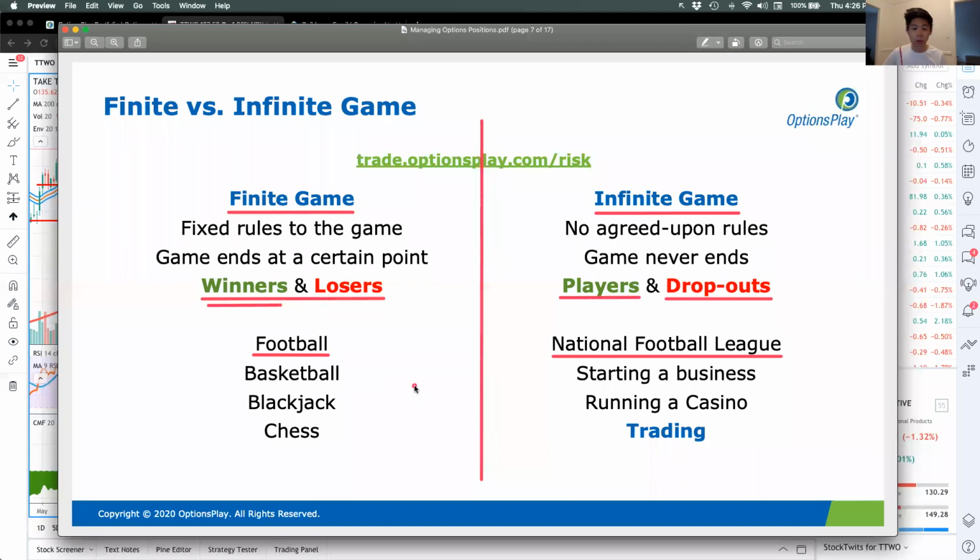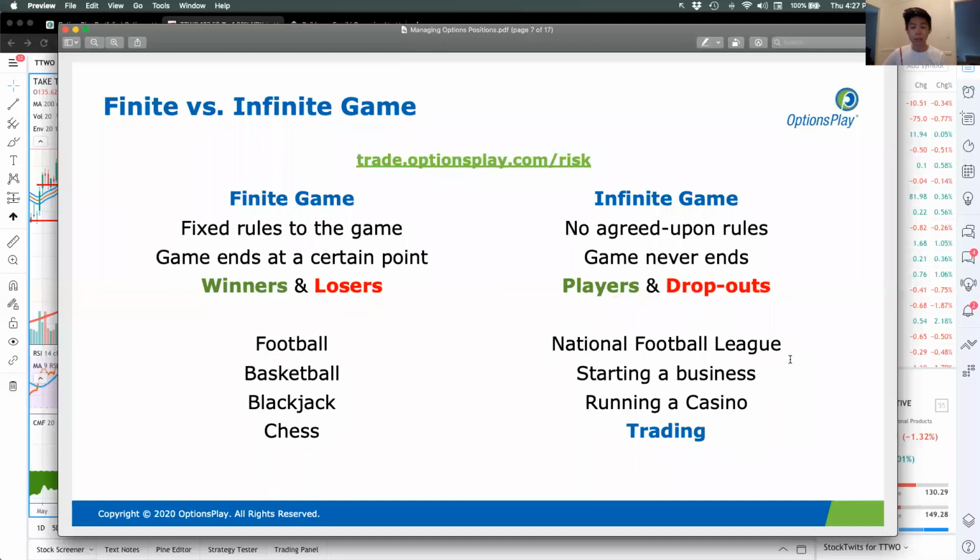Winning doesn't matter. Your primary focus is making sure that you don't drop out. Once you drop out, guess what? Game over. So when you realize that you're playing an infinite game, that's when you focus your attention not on how do I win each trade, but on how do I become profitable, or more accurately, how do I focus my attention on not blowing out my trading account?